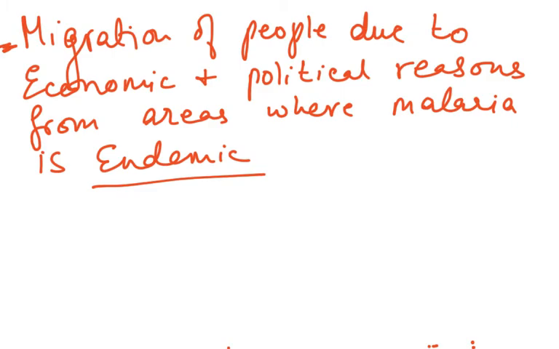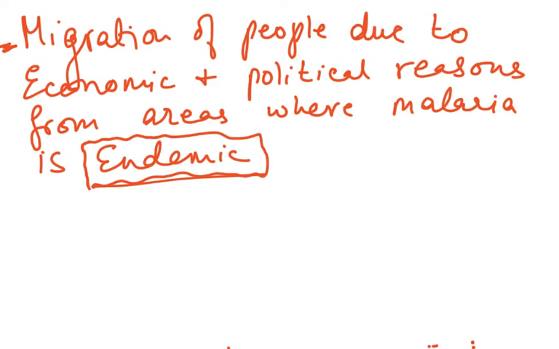And the last point is migration of people due to economic and political reasons from areas where malaria is endemic. Endemic means where few people suffer from the disease. Not a large number, endemic. If it's a large number, it's epidemic. If it is in a number of countries, pandemic. We talked about these words earlier in video 1.